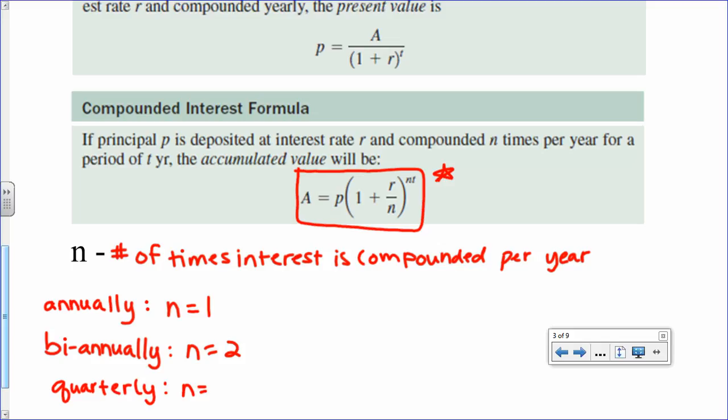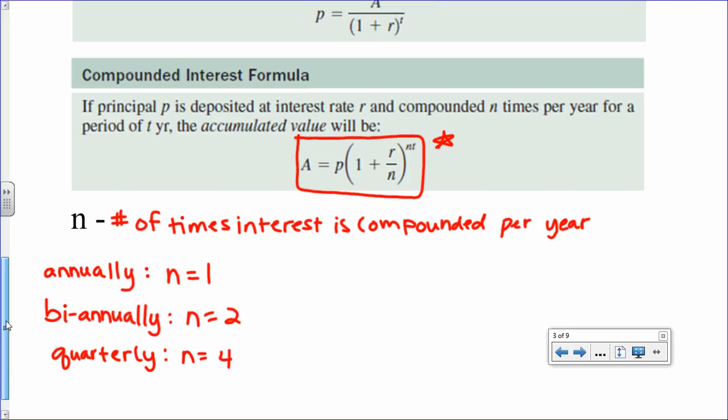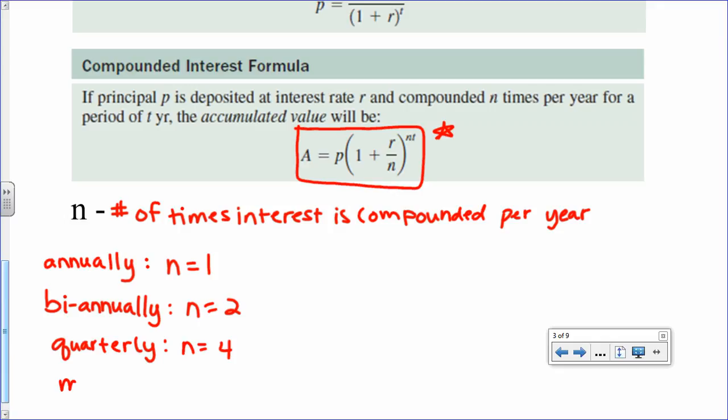Quarterly, what would N be? 4. Another one you could see would be monthly. N would be 12. Yep. Possible you'd see daily. If you have daily, N would be 365, unless it specifies it's a leap year. But if it doesn't, then you use 365.